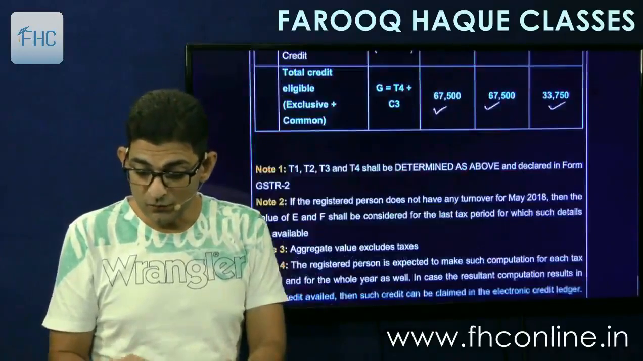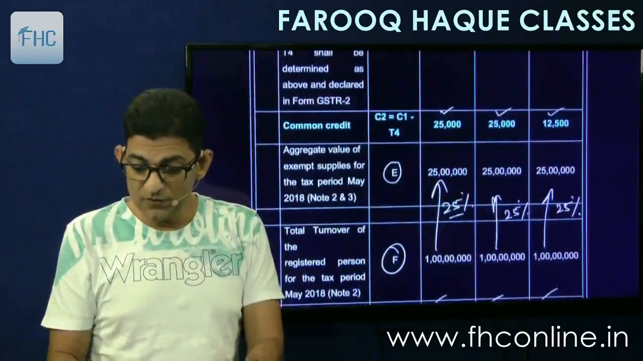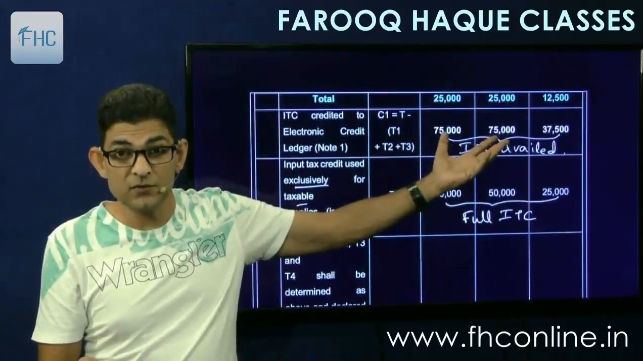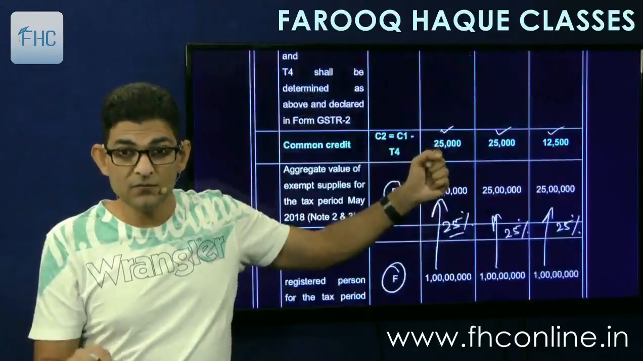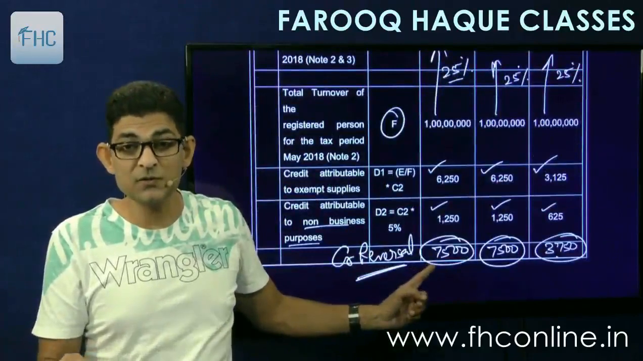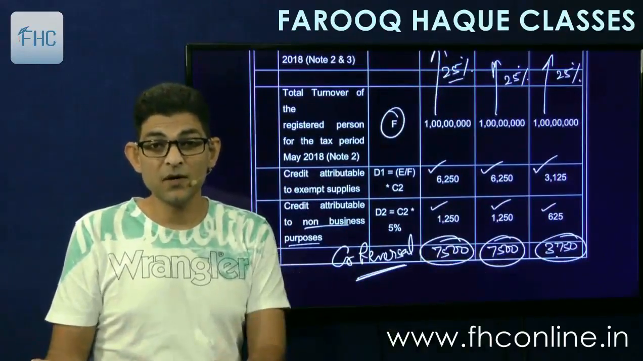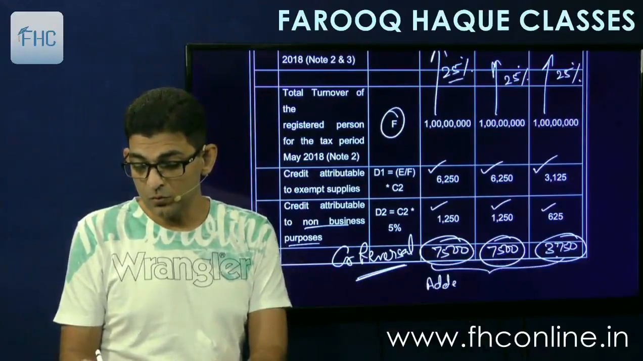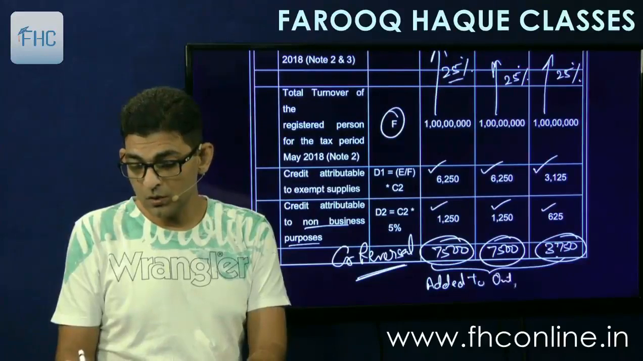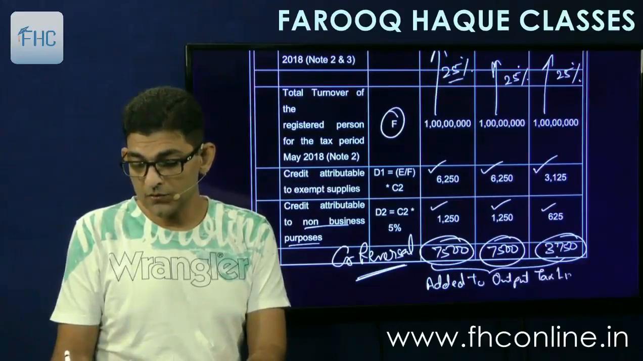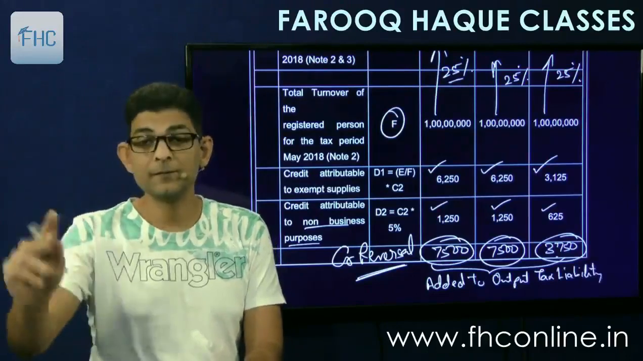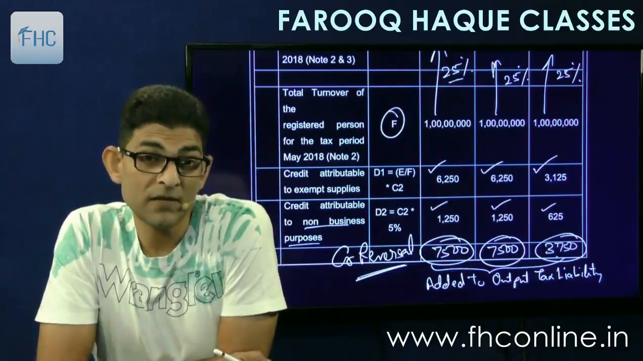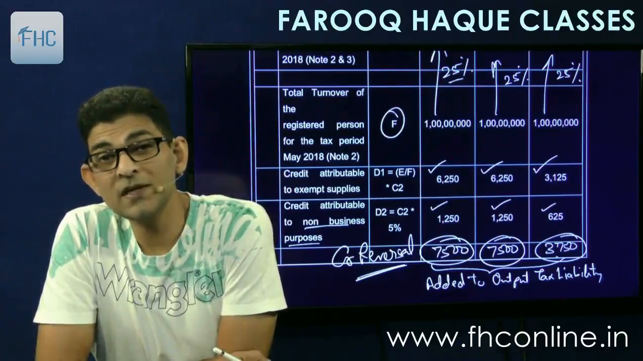And what do you have to do about this? The actual procedure would be that first I will take credit here. This is ITC availed 75,000, 75,000, 37,500. Out of this, we have to reverse this much. So these amounts, 7,500, 7,500 and 3,750, are added to output tax liability and reversed. Reverse means debited to electronic credit ledger, and if you don't have balance in electronic credit ledger, then they will be debited to electronic cash ledger.